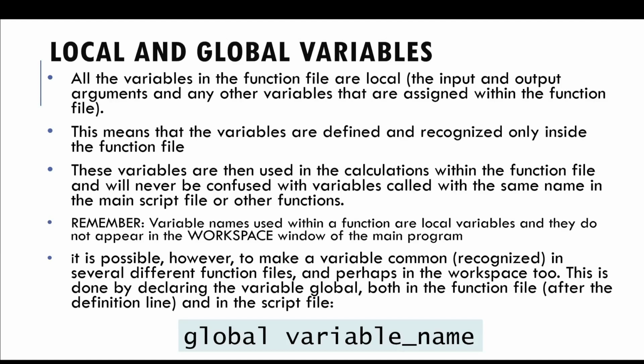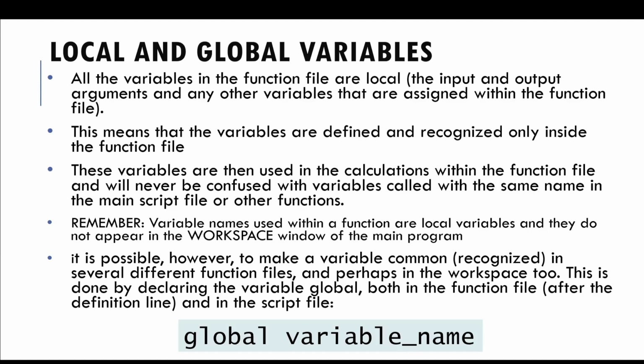Now let's look at the definition of local and global variables. All the variables that we define inside the function file are local. These include the input and output arguments and also any other variables that are assigned within the function file. This means that the variables are defined and recognized only inside the function file.